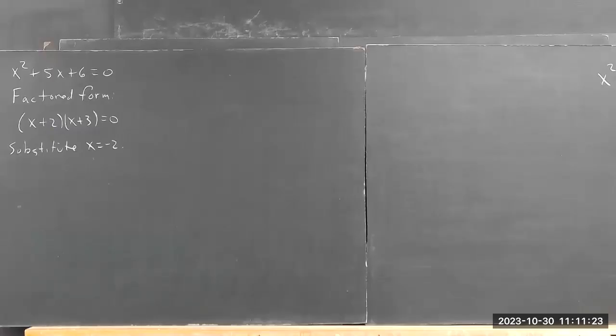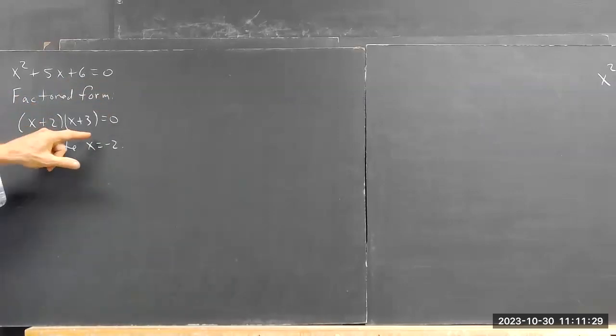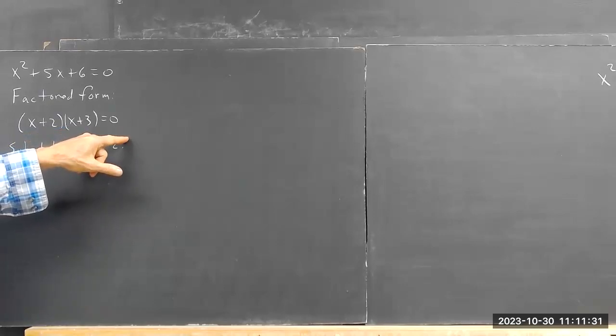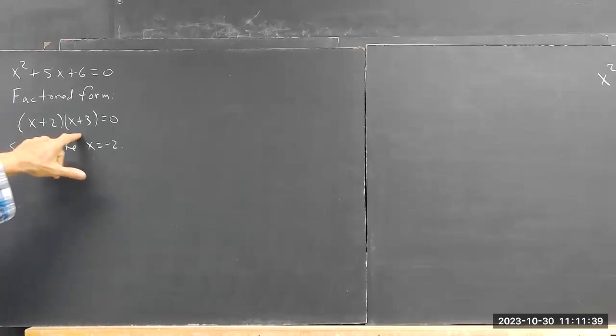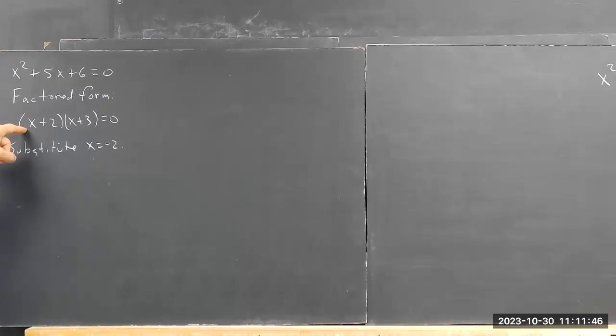Here we have the equation x squared plus 5x plus 6 equals 0. In factor form, it's (x plus 2) times (x plus 3) equals 0, assuming that everybody knows how to factor this. Okay. Now, we want to substitute x equals -2 into this equation and see what we get. So that means we're going to replace this x by -2 and this x by -2 and see what we have.